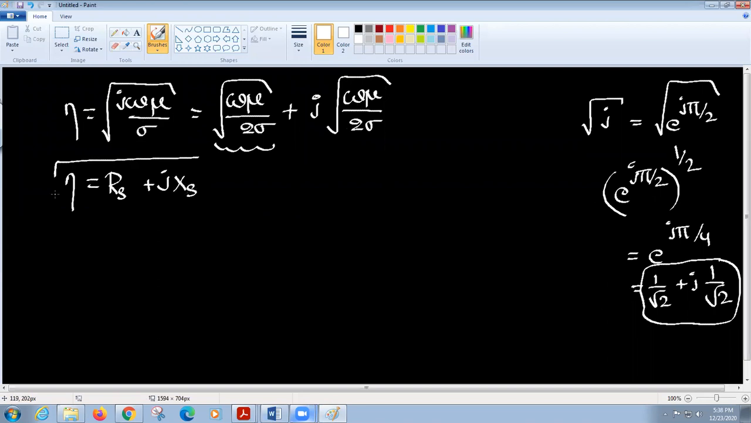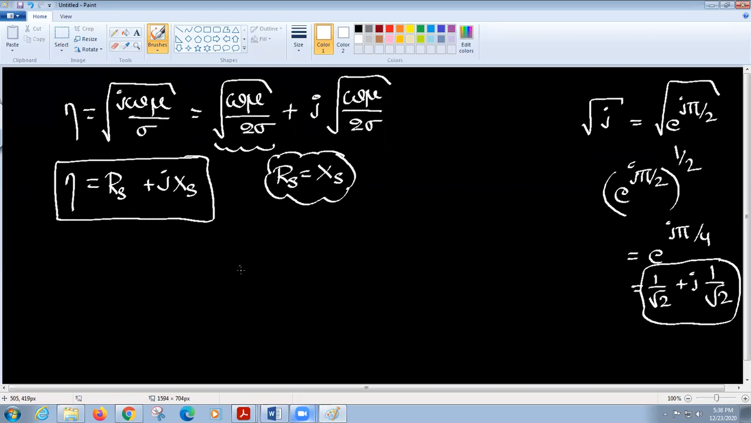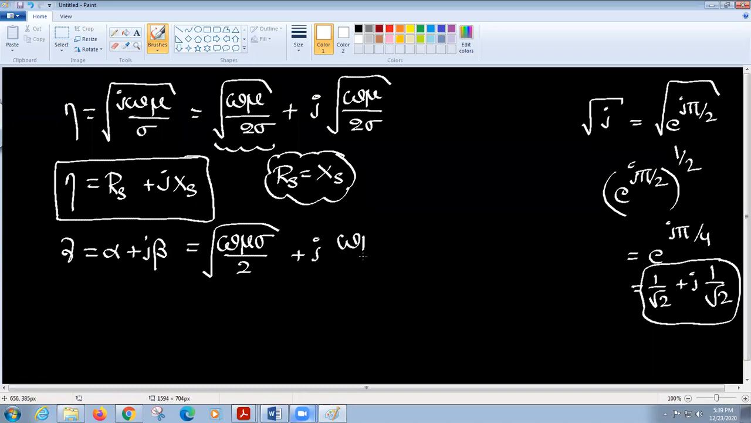Okay, XS. So RS is equal to XS, because both have the same form. And of course gamma is equal to alpha plus j beta. For a conducting medium or high loss medium, I know that alpha equals beta, so alpha is equal to square root of omega mu sigma by 2, plus j beta. Also already we proved this stuff.